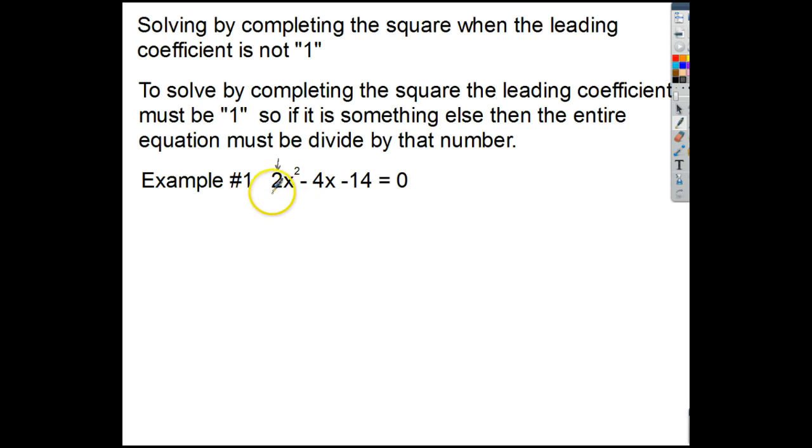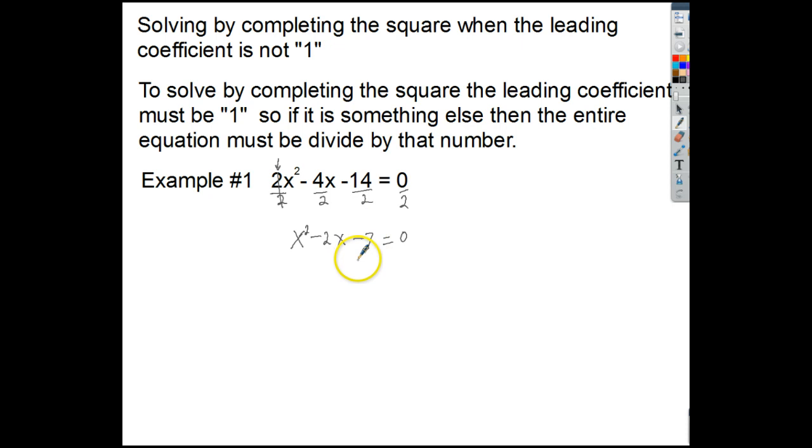Okay, so what I'm going to do is divide everything in this equation by 2. Everything. Every term. Okay, the 2's cancel. That gives me x squared. That was the desired result I needed. I had to have a leading coefficient of 1 in order to complete the square. And that's going to be minus 2x, and that's minus 7, and it's still equal to 0. Okay, so these are equivalent equations.